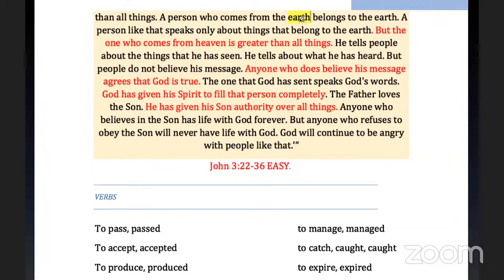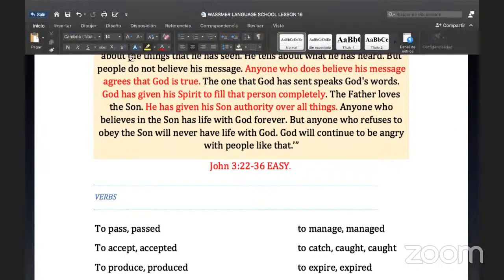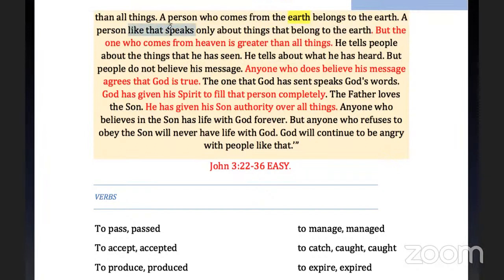Belongs to the air. A person like that speaks only about things that belong to the air. But the one who comes from heaven is greater than all things. He tells people about the things that he has seen. He tells about what he has heard. But people do not believe his message.